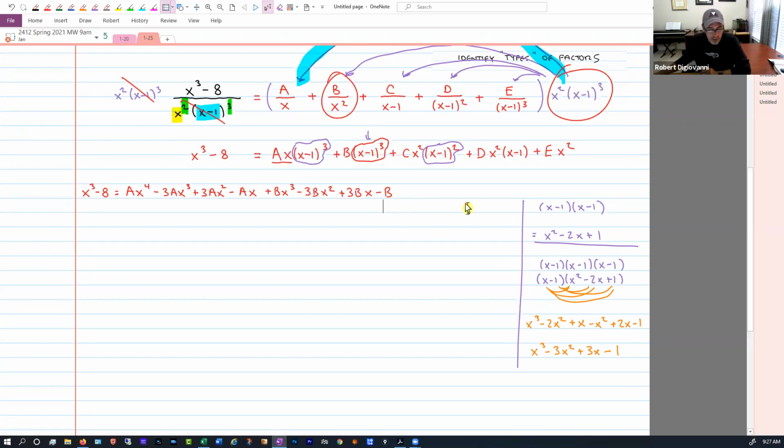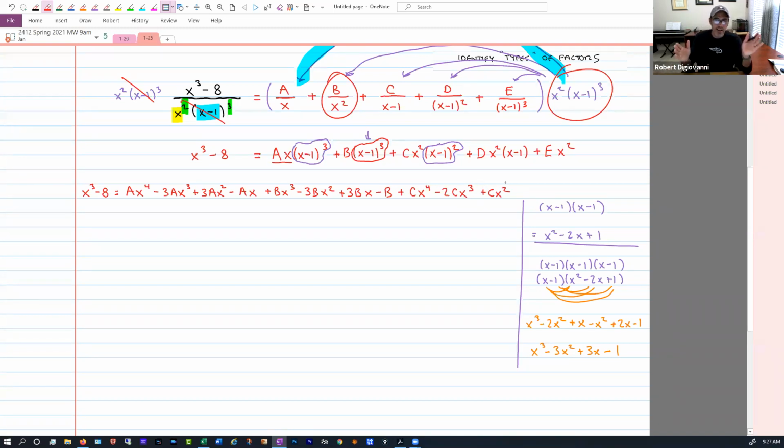All right, I need to continue. So now I'm on to the next one. I have (x - 1)^2, which we said was this, and I've got to hit that with a cx^2. I'm going to hit this first one here with the cx^2, so that'll become cx^4. Then I hit -2x with cx^2, so -2cx^3. Then I hit the 1 with the cx^2, so I get plus cx^2.